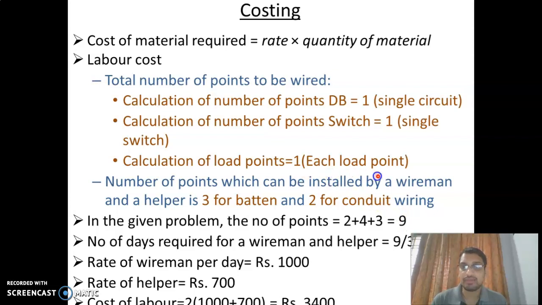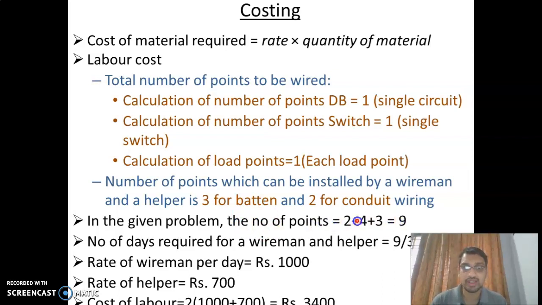And a wireman with the help of a helper can do 3 points in a single day for batten wiring. Similarly, for conduit wiring, a wireman with the help of a helper can complete 2 electrical points in a single day. So here we are considering batten wiring, and the total number of points is calculated as 9.